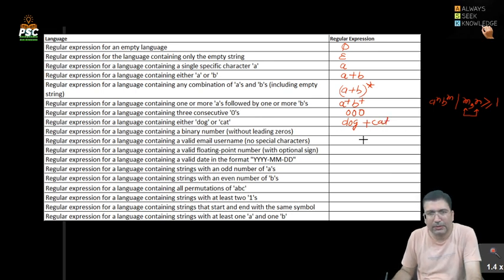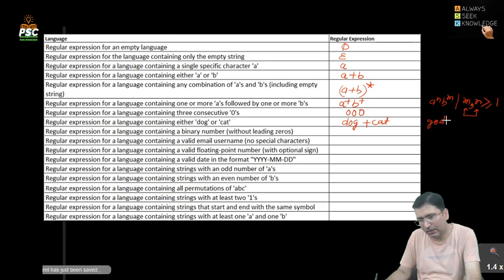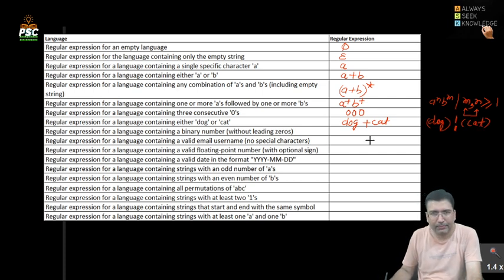So we can write a regular expression like this in automata theory. If you want to write this in, let's say, C programming, or maybe you want to write such a regular expression for Linux scripting, you can write something like this: dog, and this pipe symbol, the or symbol, and then let's say cat. Okay, so it depends upon the environment, but the fundamental is the same.